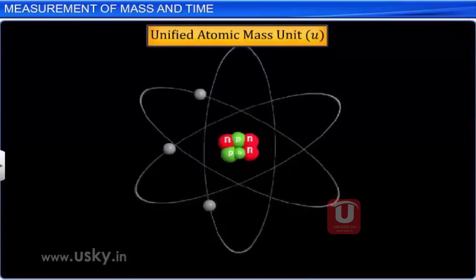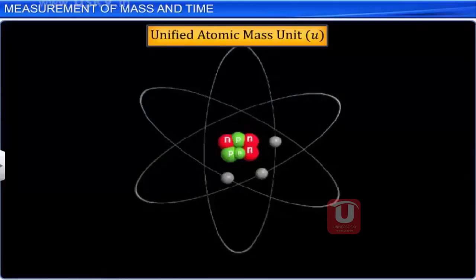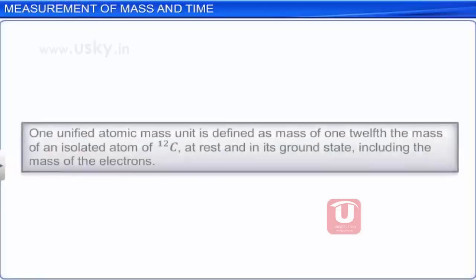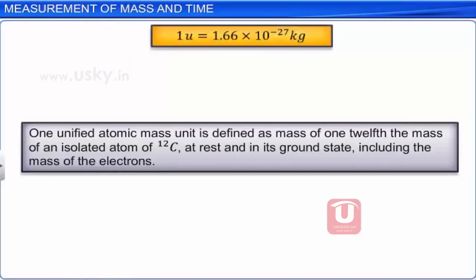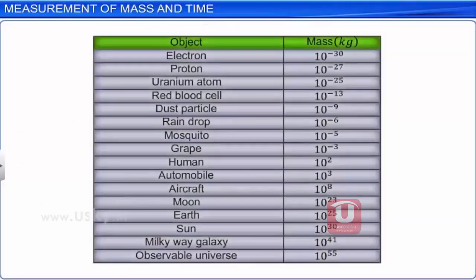One Unified Atomic Mass Unit is defined as 1/12 the mass of an isolated atom of carbon-12 isotope, at rest and in its ground state, including the mass of the electrons. It is equivalent to 1.66 × 10⁻²⁷ kilograms. The masses of different objects we come across in the universe have a huge variation. The table that follows shows the range and the order of the masses of different objects.